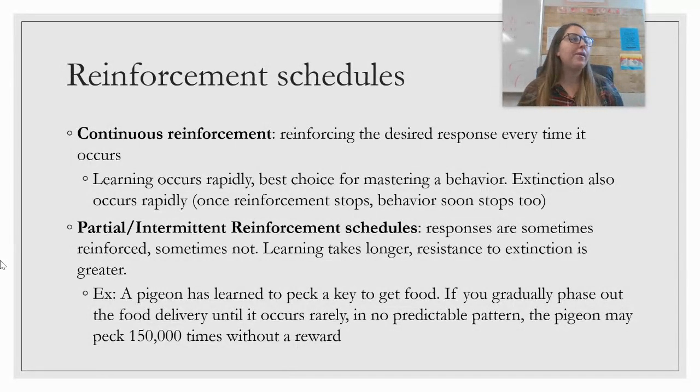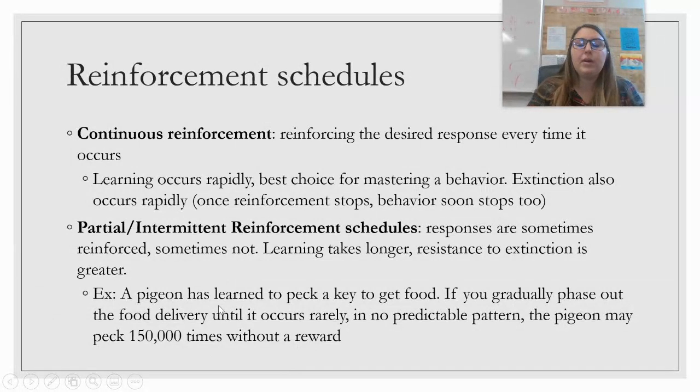So let's say I'm teaching my dog how to shake. Every time she shakes, I give her a treat. And this is really good when you want to teach a skill very rapidly, and it's really good for mastering a behavior. The only issue with this, though, is that extinction also occurs rapidly. So if you stop giving the treat, they stop shaking, like in the example of my dog.